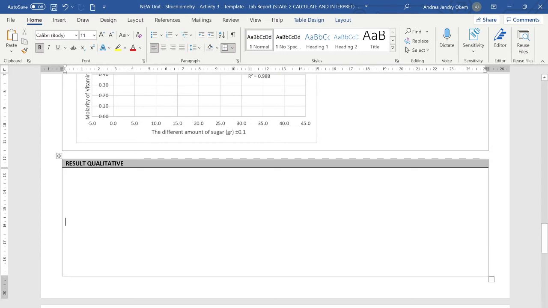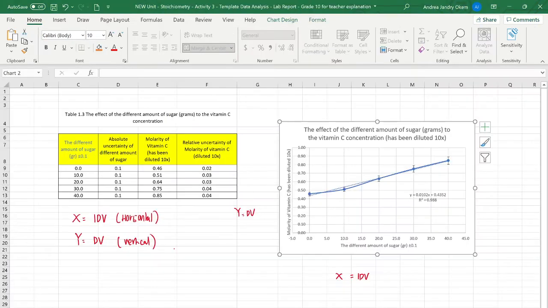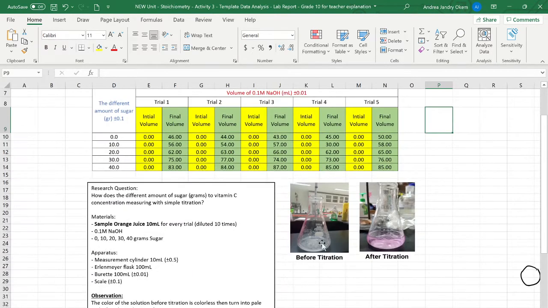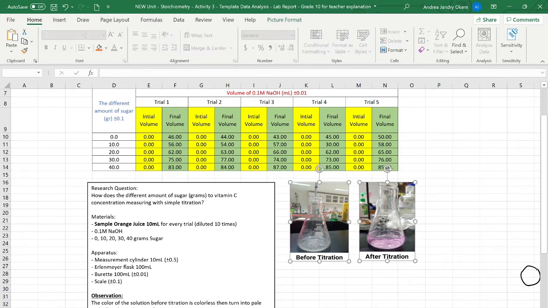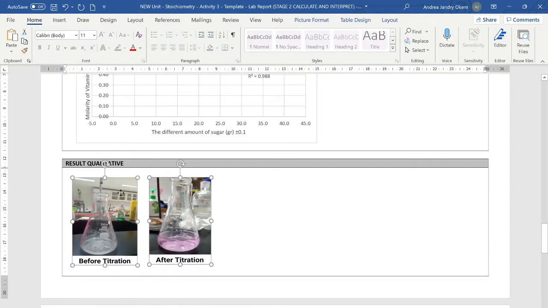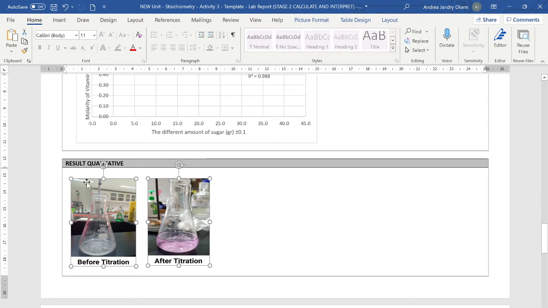Now for the qualitative result, you can go back to step number 1, and there are two pictures before and after titration. So this is from colorless to pale pink. Now you need to copy the picture. The qualitative result consists of the picture of your observation. I have already provided the picture, so you just copy and paste, and after that you need to explain. Describe what you saw.